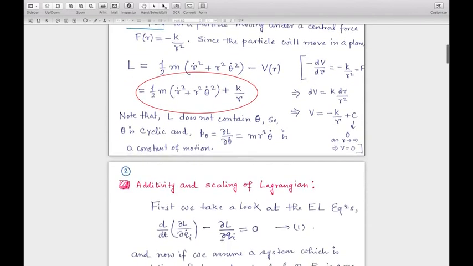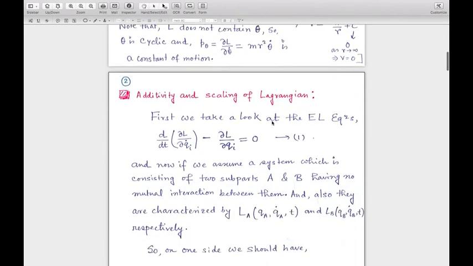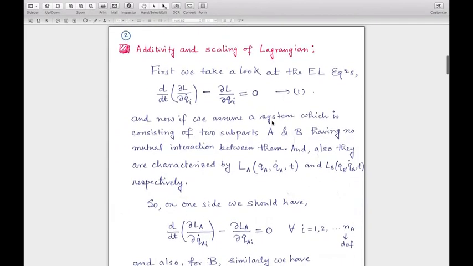As you all can understand, this is nothing but the magnitude of the angular momentum of the particle. Now we talk about a very interesting property, that is additivity and scaling of the Lagrangian. Let's have a look at the Euler-Lagrange equation: d/dt of ∂L/∂q_i dot minus ∂L/∂q_i is equal to 0.